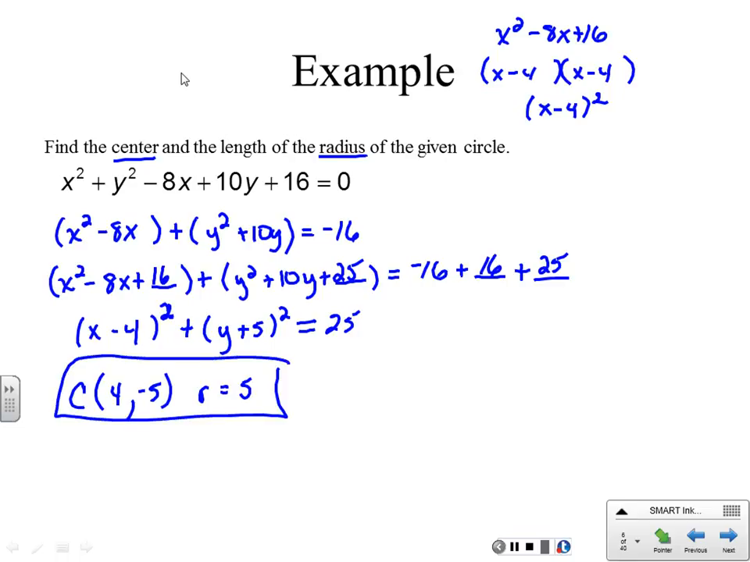Okay. So find the center and the length of the radius of the given circle. If it's given to you in standard form, all you have to do is pick it out. If it's given to you in general form, you have to do a whole lot of algebra. Okay?